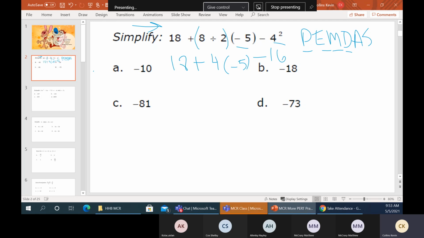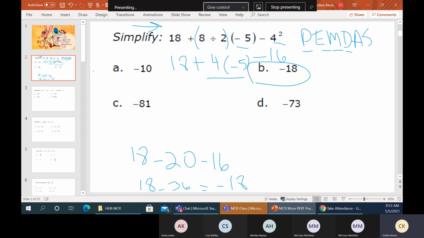Okay? So then let's bring it down here. So we got 18. Now multiply these guys together. It gives me minus 20. And then we have the minus 16 already. So it's going to be 18 minus 36, which is negative 18. All right, so good job, Haley. Haley got B. But that's what you need to do, okay?